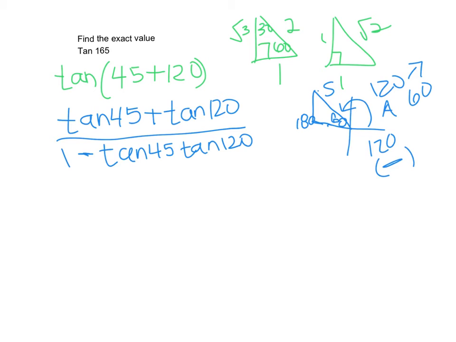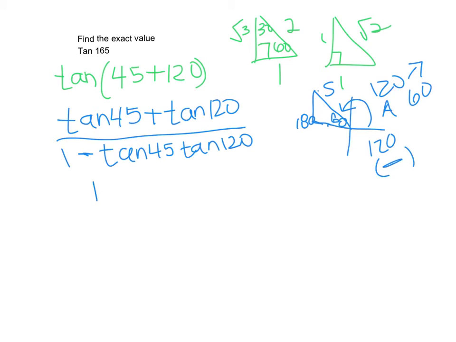Okay, so now we're just going to plug in what our exact values are of all of these to get the answer. So the exact value of tan of 45, over here at 45, is a nice one because tangent is opposite over adjacent, which would just give me a plain old 1.